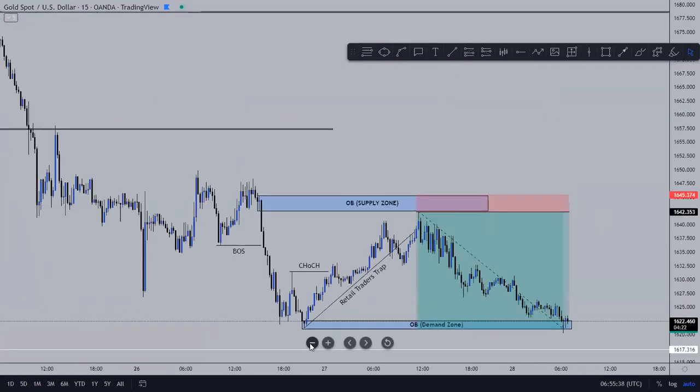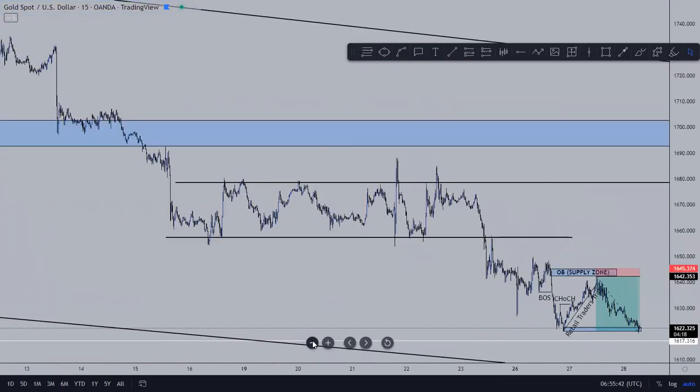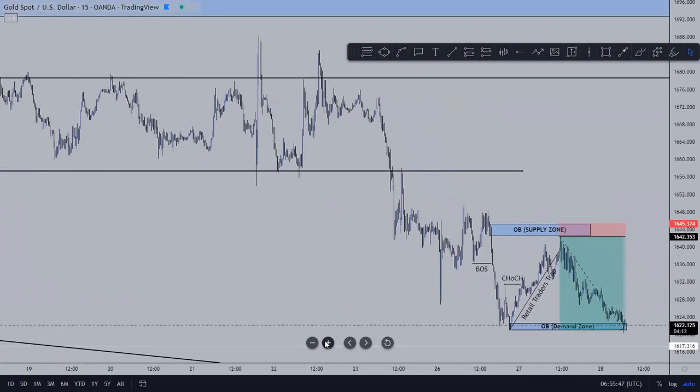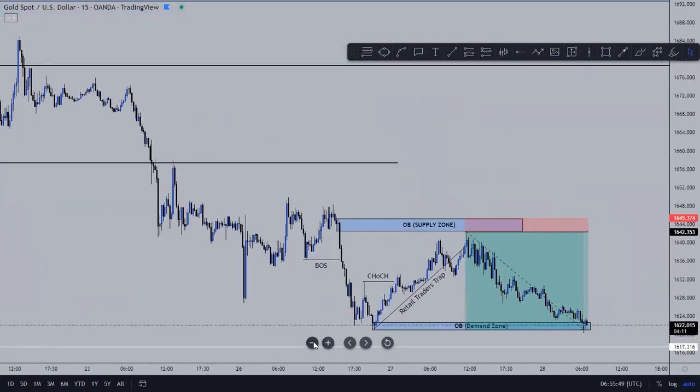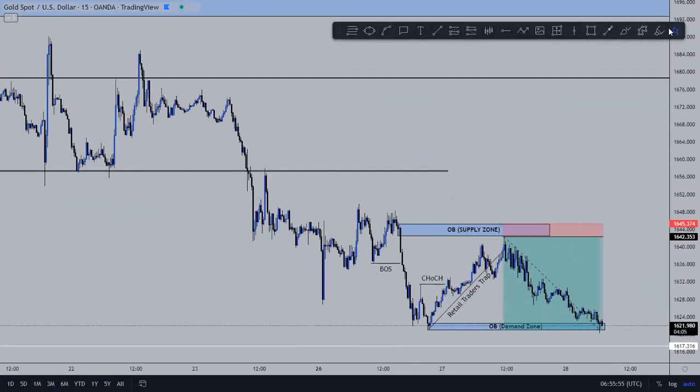So gold yesterday, you should check gold. This is gold for yesterday. Check gold, we've been in a downtrend. First thing that we saw was that we are coming from a downtrend. As you can see, downtrend.